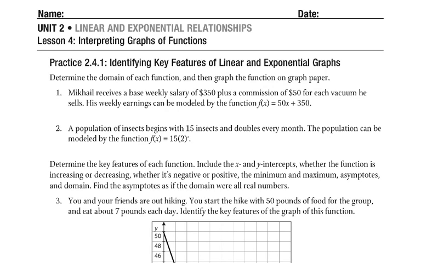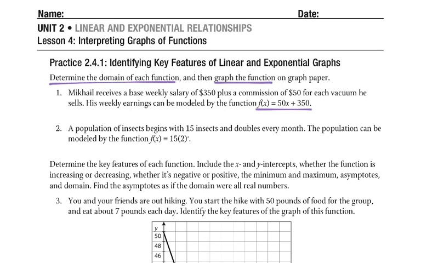Here we are, Math 1, Practice 2.4.1, identifying key features of linear and exponential graphs. So the first thing we want to do is just to determine the domain of the first two questions and then graph the function on graph paper. Okay. So Mikhail receives a base weekly salary of $350 plus a commission of $50 for each vacuum he sells. This function models the weekly earnings.